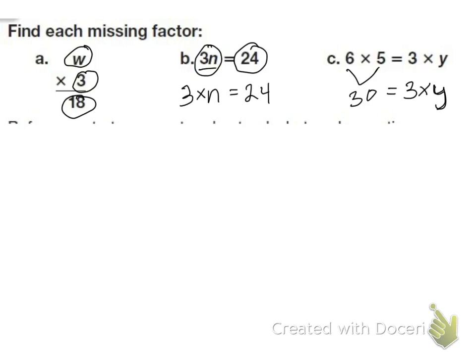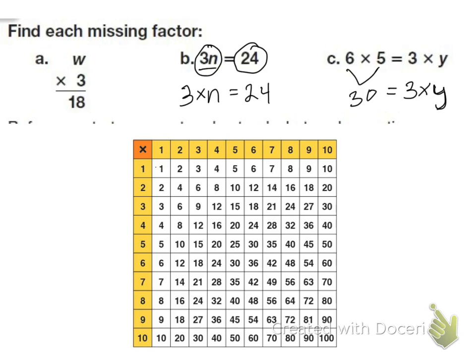Okay, so there are multiple ways we can do this. One, we can count how many 3's add up to equal 18, or I can use a multiplication table. So let's use a multiplication table. Okay, so I know that we're going to look at the 3's column. And I know that something times 3 equals 18. So I'm going to go down the column until I find the number 18. There it is. Then I'm going to follow that to the left and find my row. So I can see that 6 times 3 equals 18. So W has to equal 6.